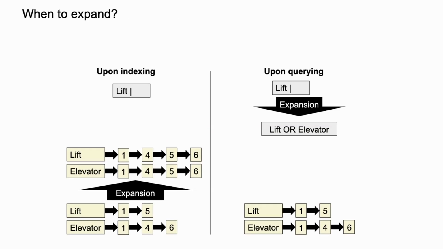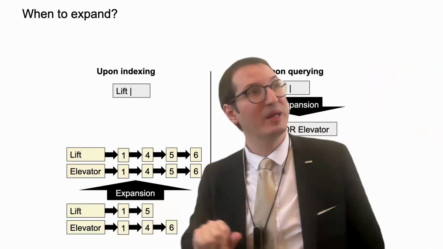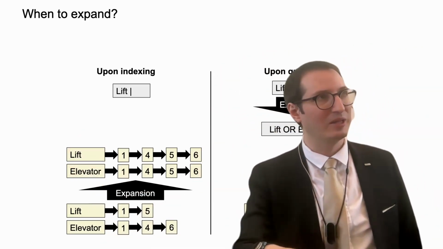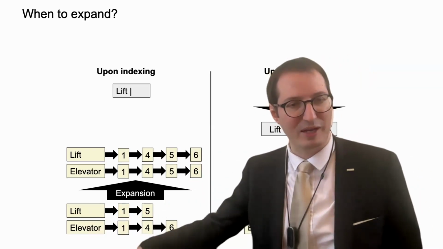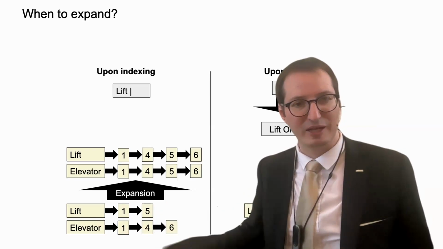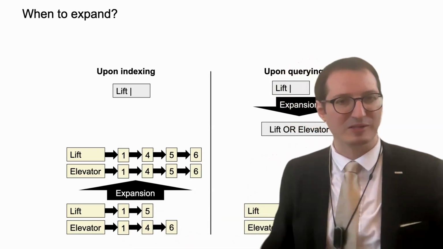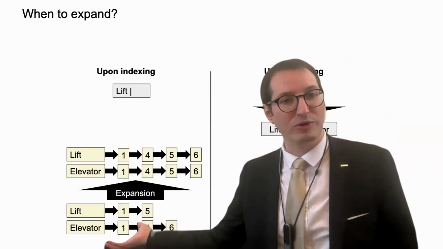There are two ways to do that. Let me do it with lift and elevator. Imagine that somebody is looking for lift. Maybe they also want to see documents with elevator, right? So in that case, you can do one of two things. The first thing is that when you build the index, so at the very beginning, before even anybody queries anything, you build the index with lift and elevator. Maybe lift was in documents 1 and 5, and elevator was in documents 1, 4, and 6, right? And you do what's called an expansion.